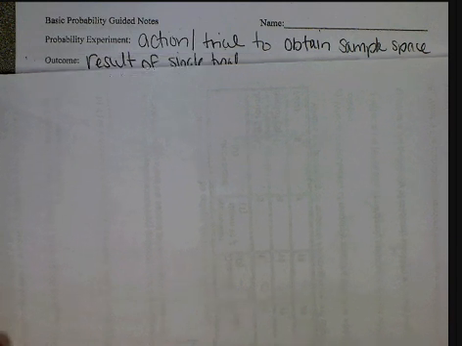So, some basic probability definitions. First, what's a probability experiment? It is an action or trial to obtain a sample space. So maybe we want to flip a coin. The act of flipping that coin would be the action or trial to obtain the sample space.